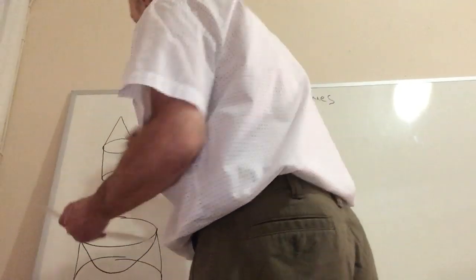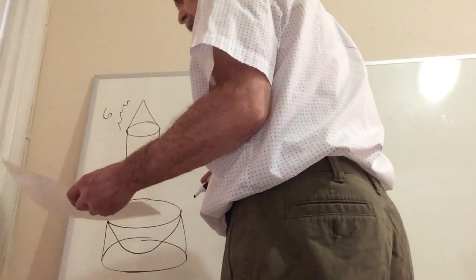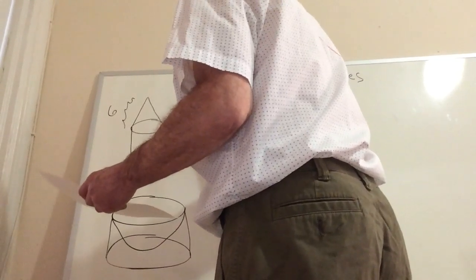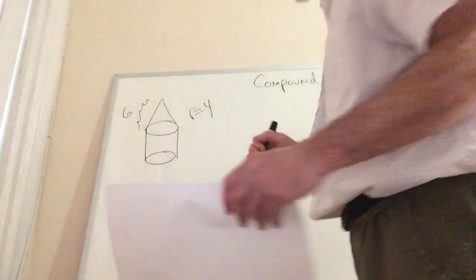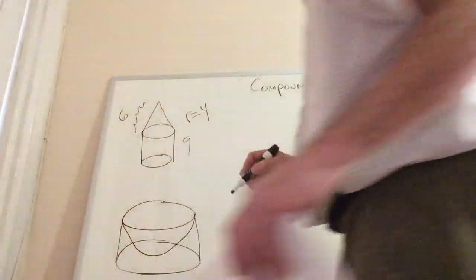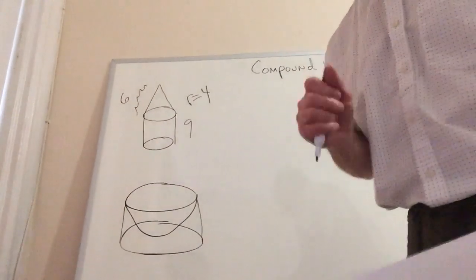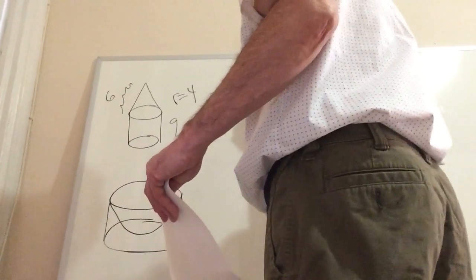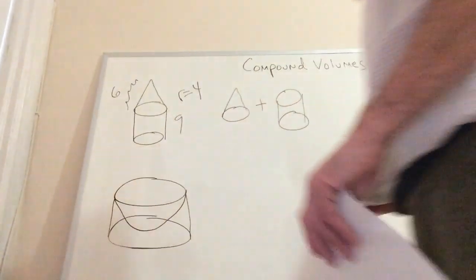So in this case, here's the data. In this figure, we're letting the height of the cone be 6 units. The radius of the cone that it shares with the cylinder would be 4, the radius. And finally, the height of the cylinder would be 9 units. So my job is to find the volume of this compound shape. So it's very easy to do, makes a lot of sense to do it. I take them apart in my head.